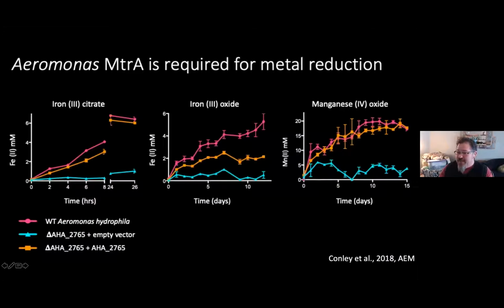Okay, so we've deleted that, and you see this activity, the iron reduction activity, goes away, the manganese reduction activity goes away. And then we can complement that, meaning that we basically can fix that defect by providing a good copy of that gene back to the cells.